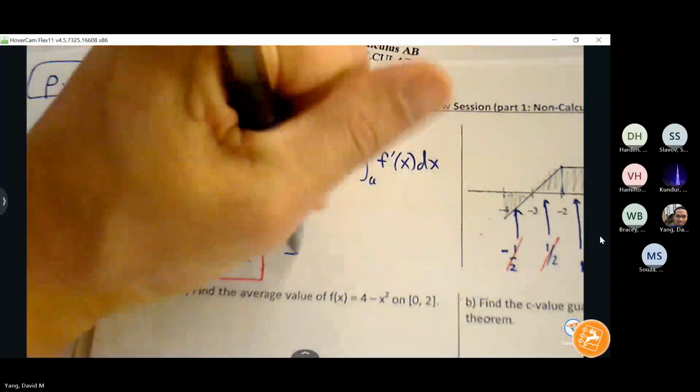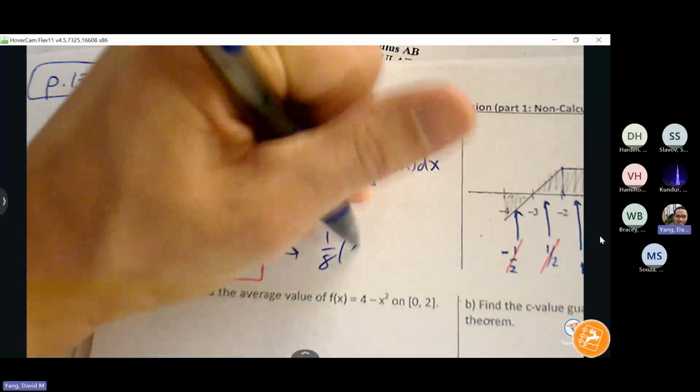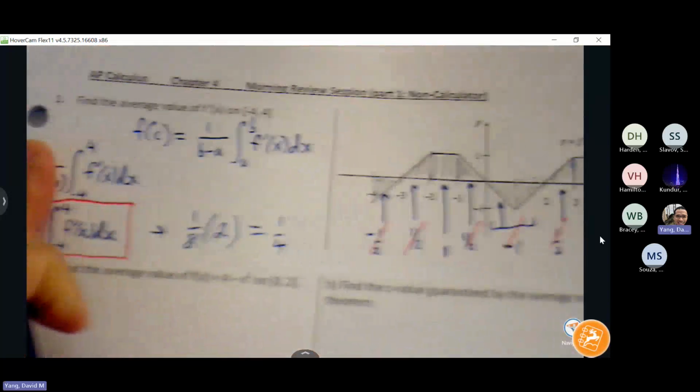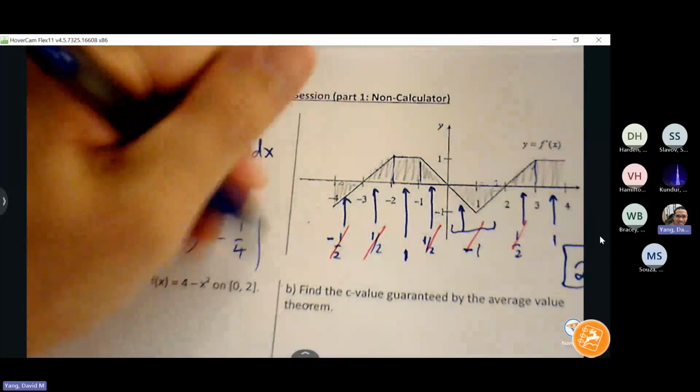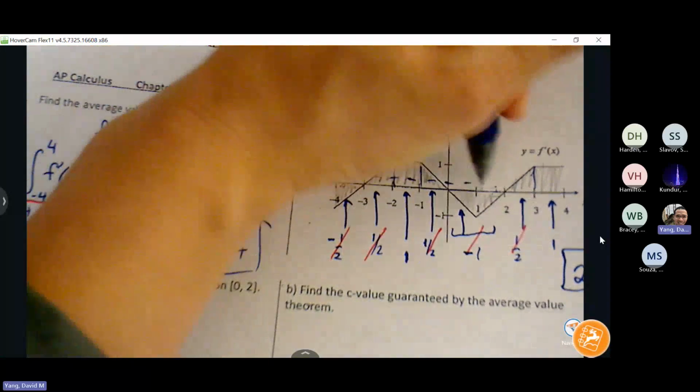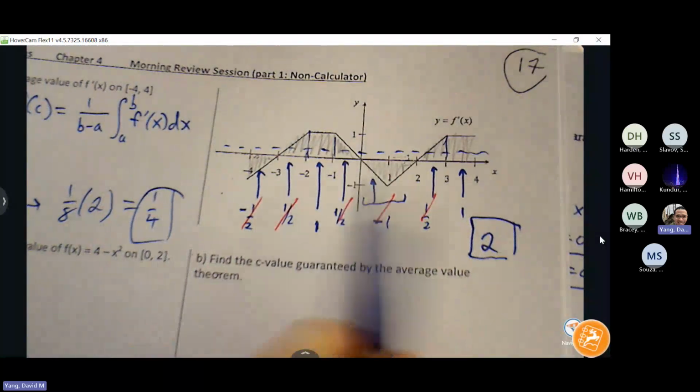Okay, so 1/8 times 2, which is 1/4. That feels better, right? That's the answer. And if you were to look at that, you know, if you were to compare all the heights of all the y values, that seems to be about right. Okay.